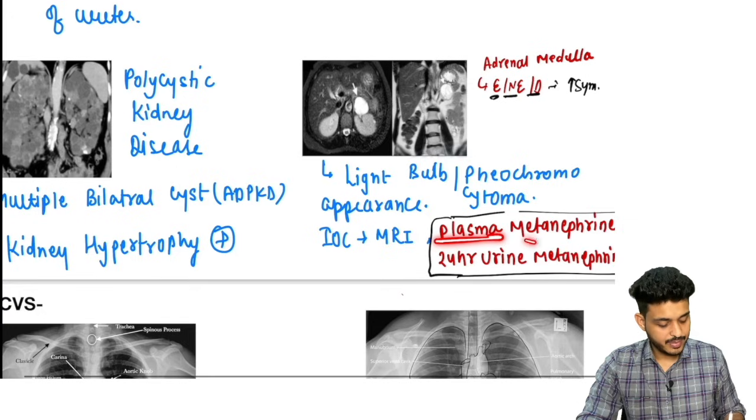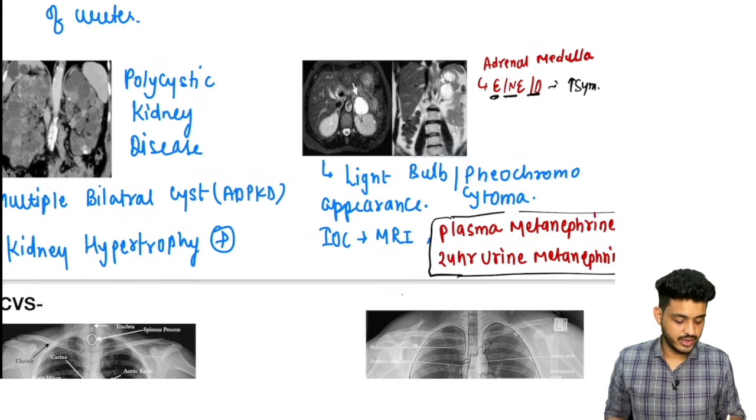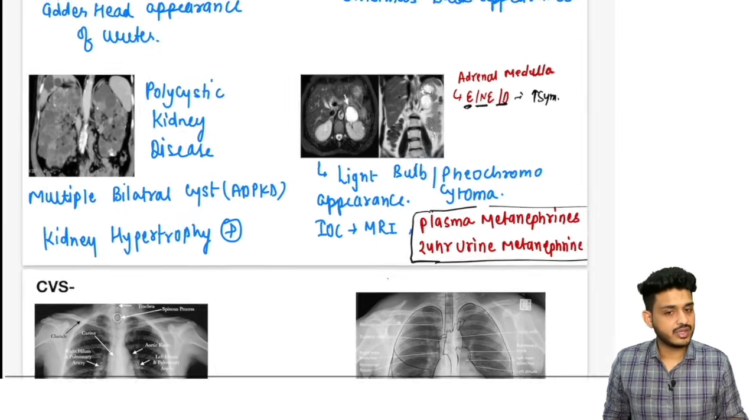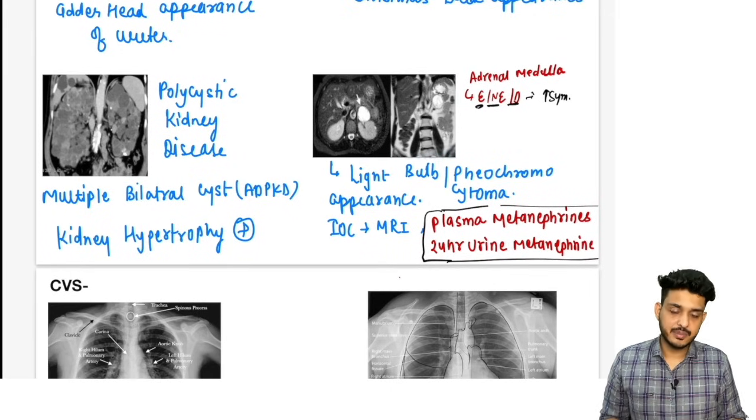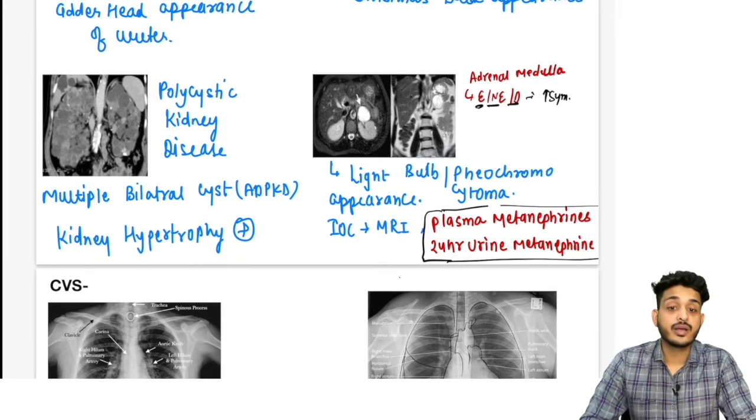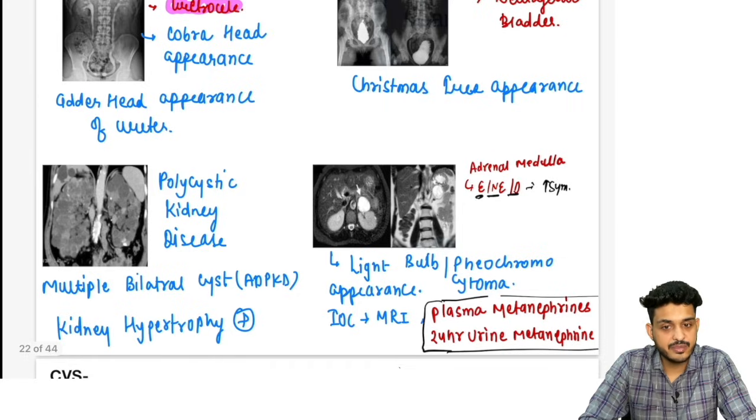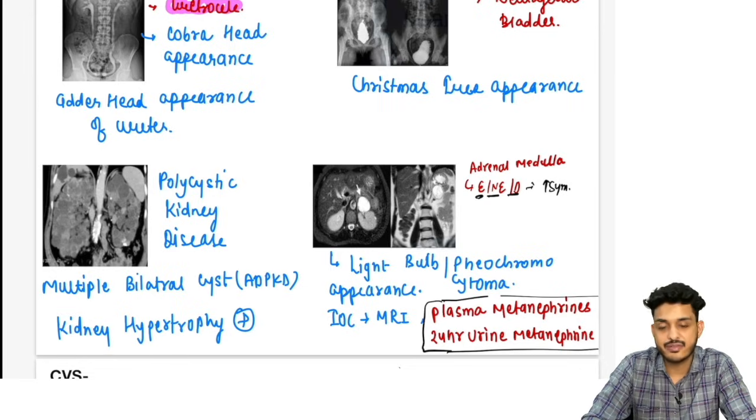Okay, you can have plasma metanephrine. You can check for 24-hour urine metanephrines also. Okay, in the treatment part you will be doing multiple things. You will be giving this patient preoperative and some antihypertensive drugs intraoperatively like phentolamine or phenoxybenzamine, right?